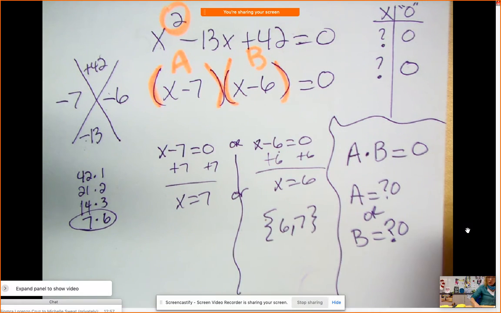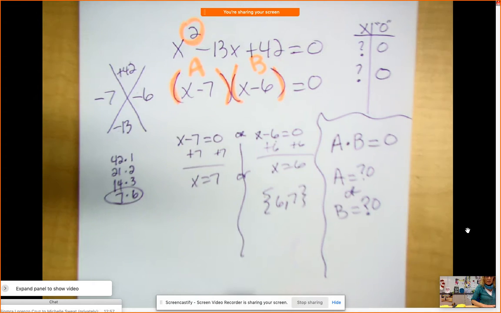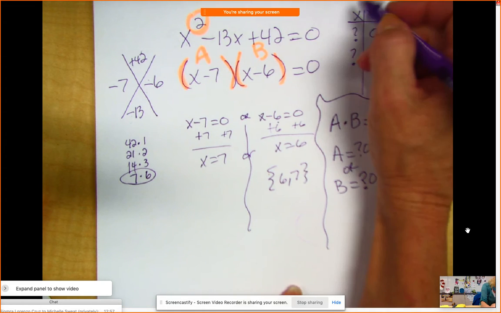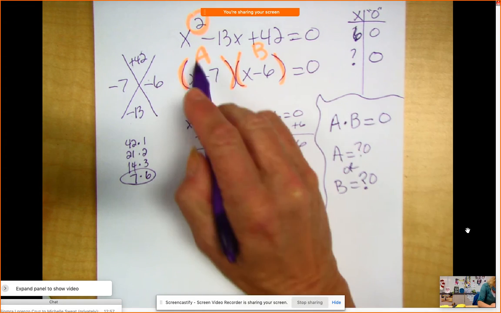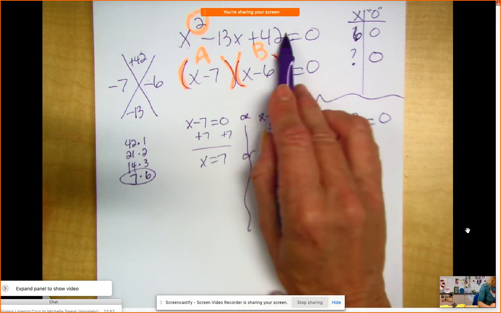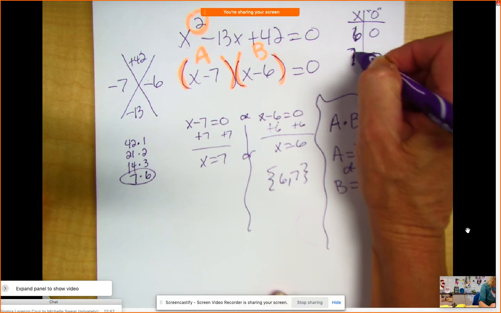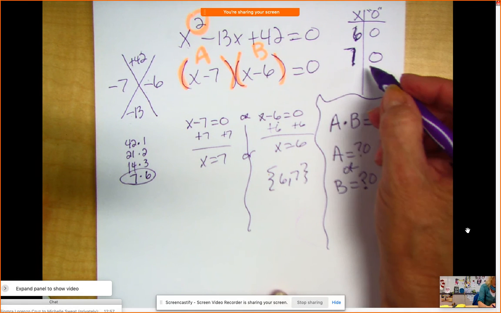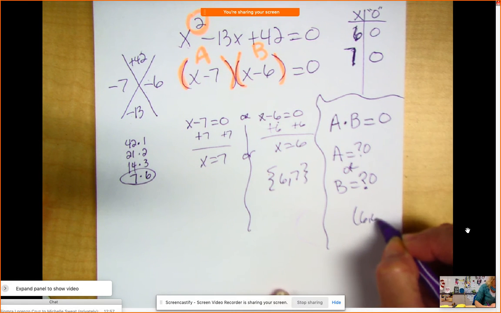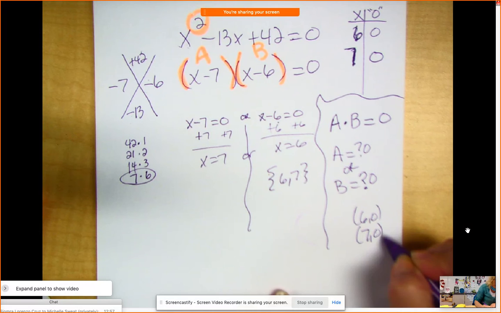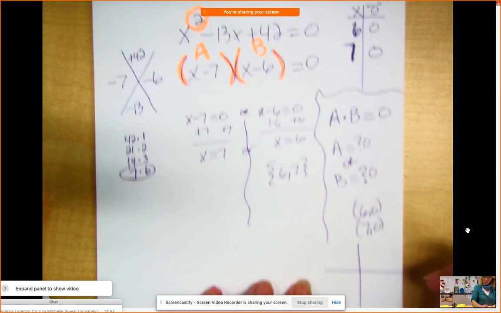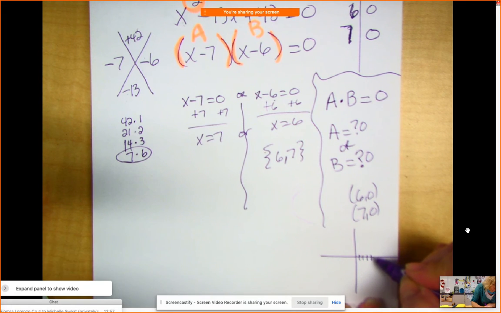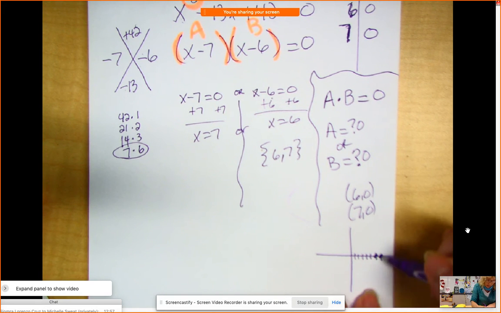Okay? Now, I'm going to show you why this works and that it actually does. What this means is if I put a 6 into the original equation, I'm going to get 0 equals 0. Or if I put a 7 in, I'm also going to get 0 equals 0, which means I have 2 points on the graph. I have (6, 0). I have (7, 0). So think about on a graph, where would this be? 1, 2, 3, 4, 5, 6, 7. There's (7, 0). Here's (6, 0). Oh, they're right next to each other. It tells me this parabola is going to go through those 2 points.